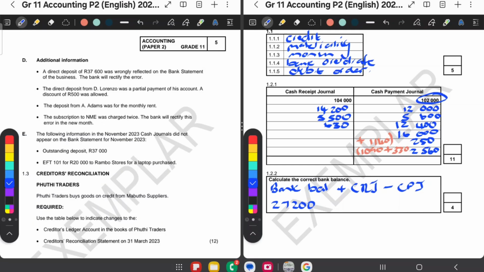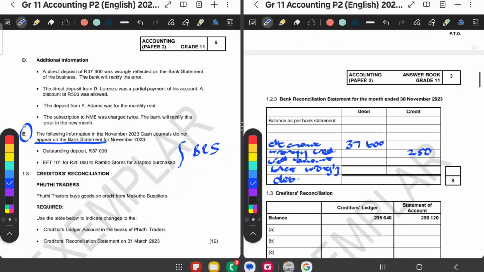Okay, we are now at information E. And it says here, the following information in the November 2023 cash journals did not appear on the bank statement. So all of this must go to the bank reconciliation statement. The bank made the mistake or left something out. So the bank doesn't have this deposit of 37,000 Rand. So 37 goes to credit. All deposits go there. So this is outstanding deposit. Okay, we put it in.